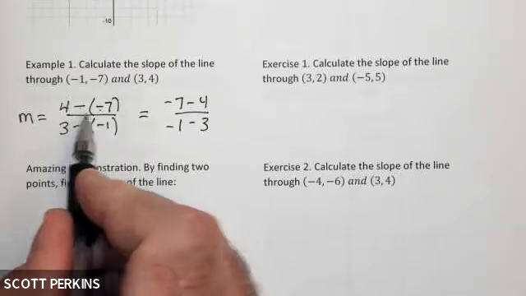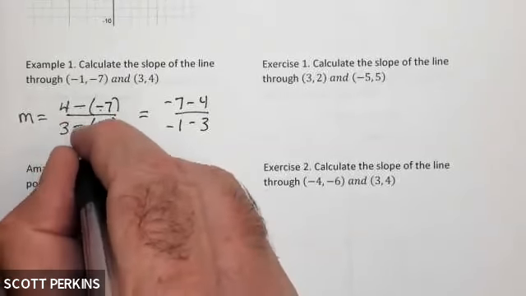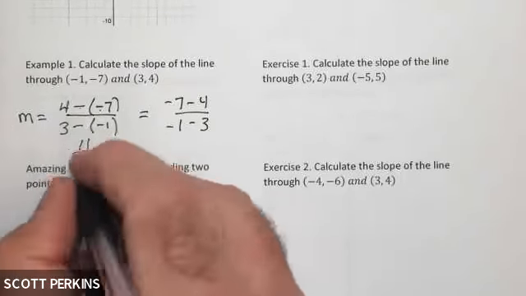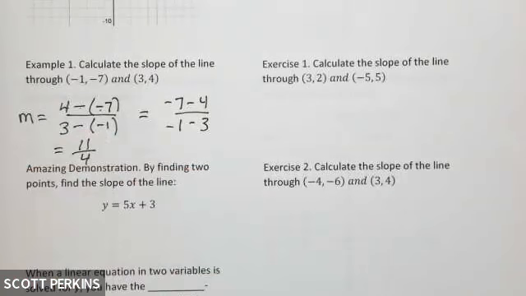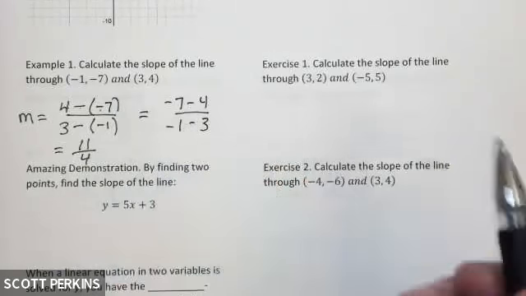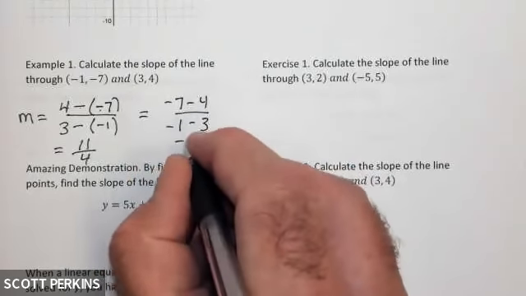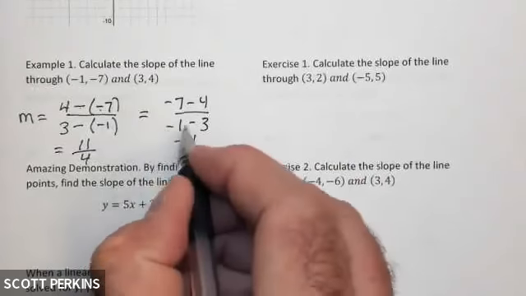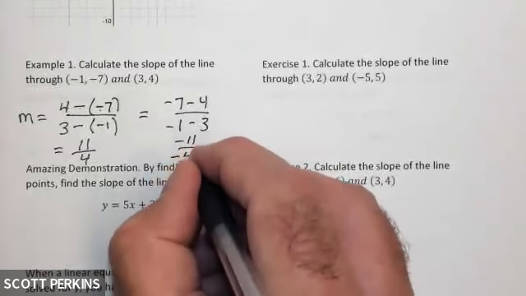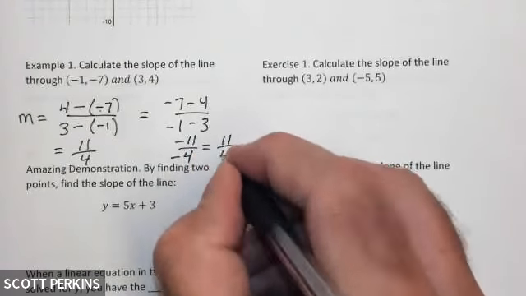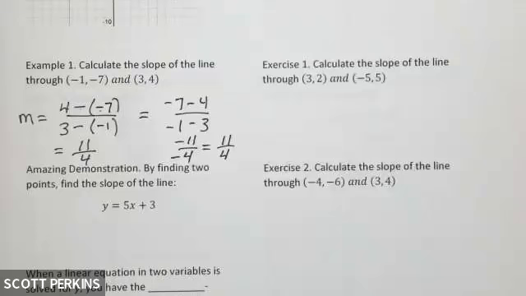So if we do this, 4 minus negative 7, how can I rewrite 4 minus negative 7? It's 4 plus 7, so it's 11. And then 3 minus negative 1 is 3 plus 1 or 4. So my slope is 11 over 4. Over here, would I get the same thing? Well, let's see. Negative 7 minus 4 is negative 11. Negative 1 minus 3 is negative 4. And a negative divided by a negative is positive. You get the same thing either way.